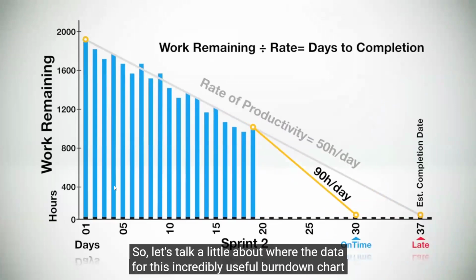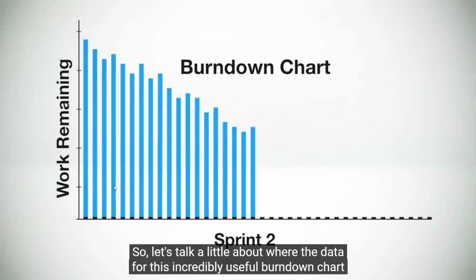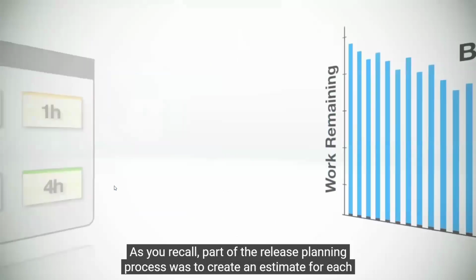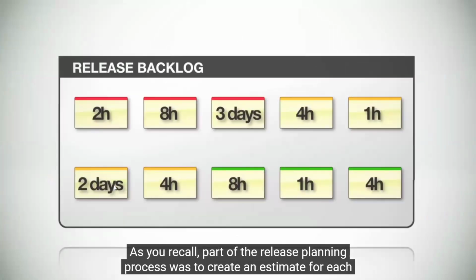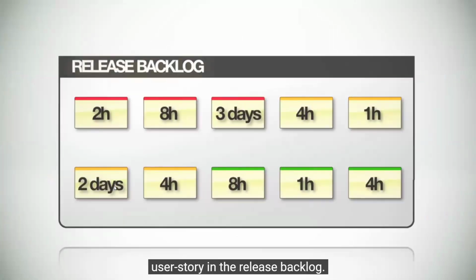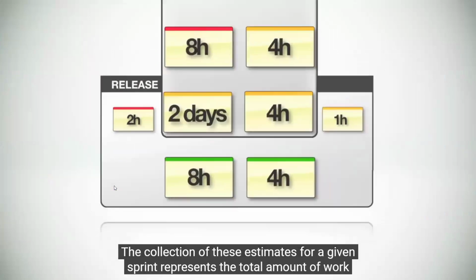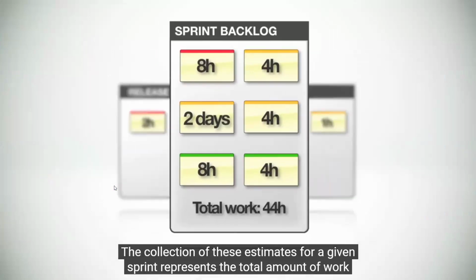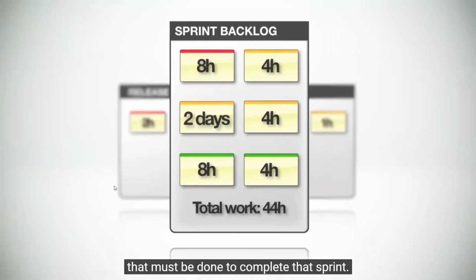So let's talk a little about where the data for this incredibly useful burndown chart comes from. As you recall, part of the release planning process was to create an estimate for each user story in the release backlog. The collection of these estimates for a given sprint represents the total amount of work that must be done to complete that sprint.